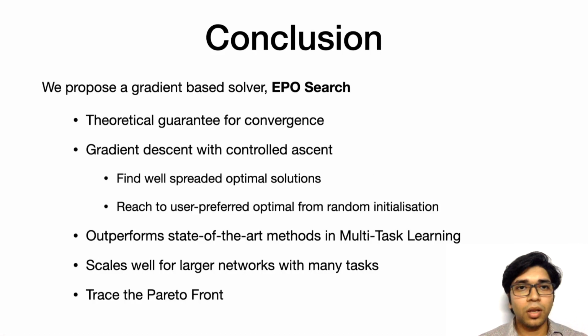So in conclusion, we developed a gradient-based solver for multi-objective optimization that has a theoretical guarantee for convergence. It does gradient descent with controlled ascent, due to which it not only finds a well-spread optimal solution, but also can reach user-preferred optimal points from any random initialization. We empirically found it to be better than the state-of-the-art solver for multitask learning. Computationally, our algorithm scales well for larger networks with many tasks. One can also use this algorithm to trace the Pareto front.